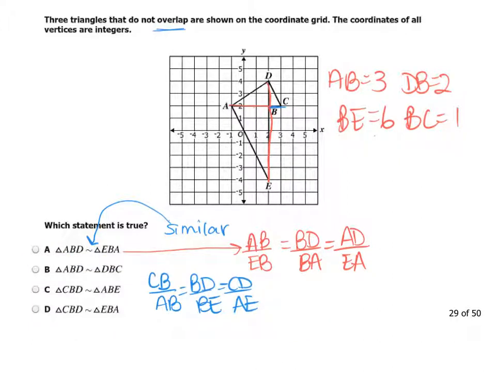So I set up the proportion for C. So the first two, CB, goes with AB. Second two, BD, goes with BE. First and last, CD, goes with AE. Now let me go ahead and put the numbers in. CB, which is 1, over AB, which is 3. BD, which is 2, over BE, which is 6. And so if I simplify this, they are proportionate. There we go.